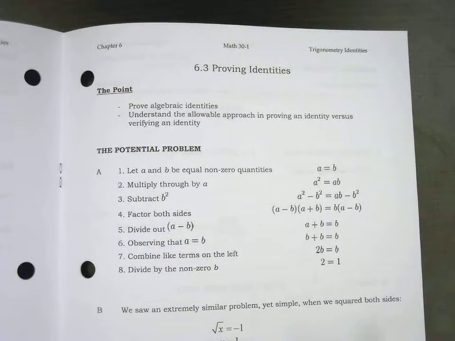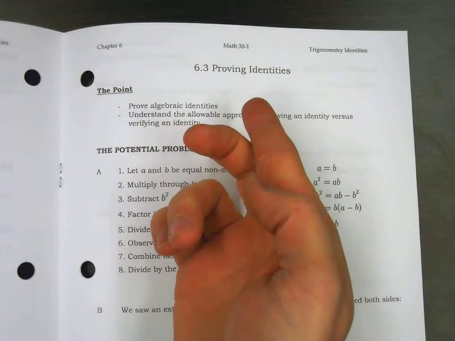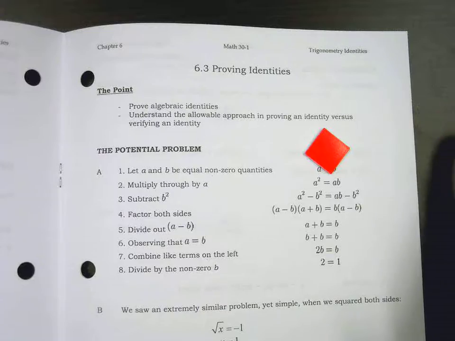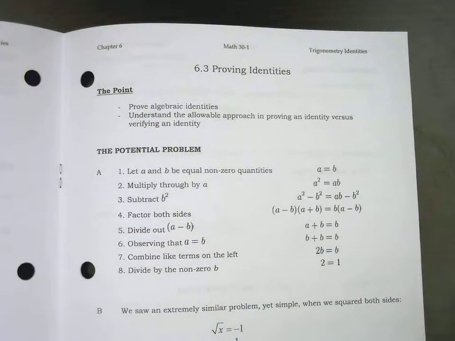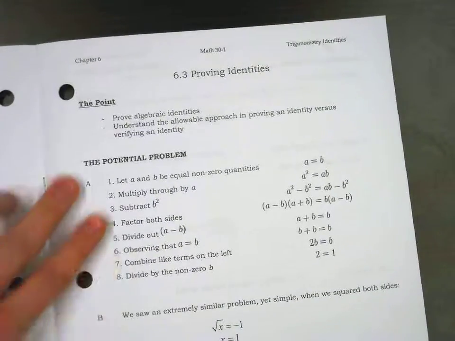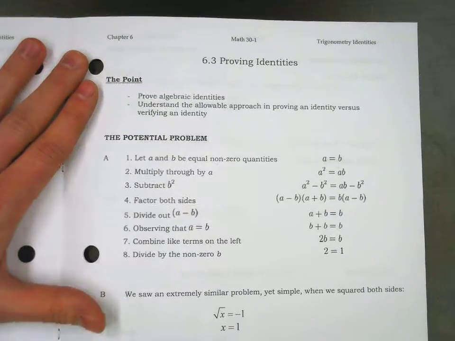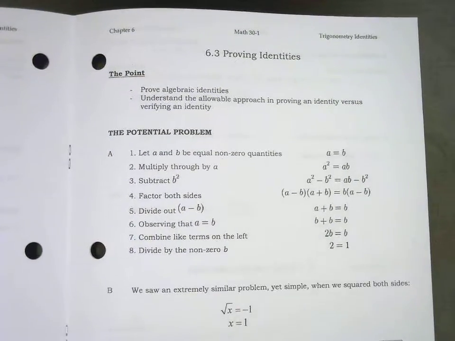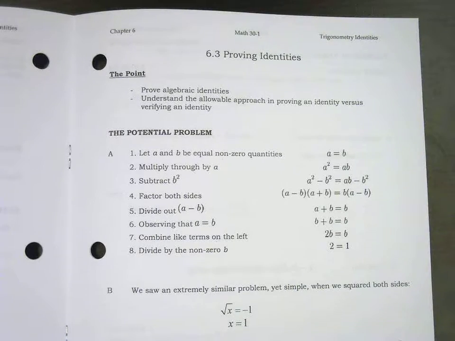Good day, Math 30-1s. Today we're going to do a little bit of magic as we prove identities. We are going to be looking at a lot of our Pythagorean identities, double angle identities, sum and difference formulas, and really learn how to apply these to not just verify, but do something called prove.